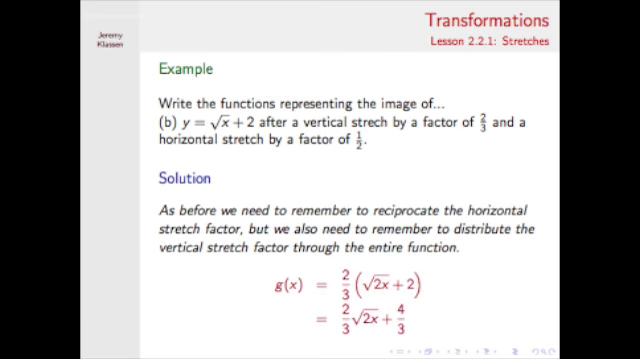So symbolically, we can quickly write that g of x has got to equal 2/3 of the entire function, the square root of 2x, we reciprocated the horizontal stretch, plus 2, all in brackets there. And then we're going to distribute the vertical stretch to get 2/3 of the root of 2x plus 4/3.